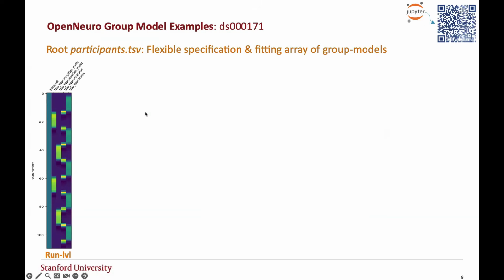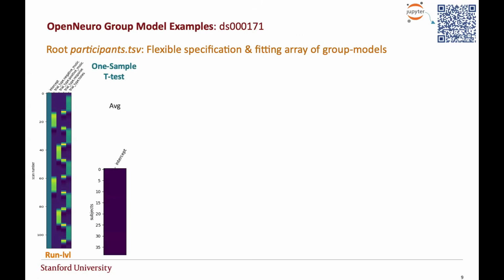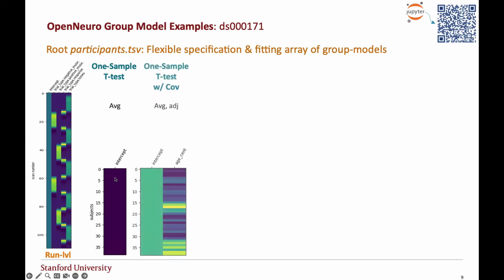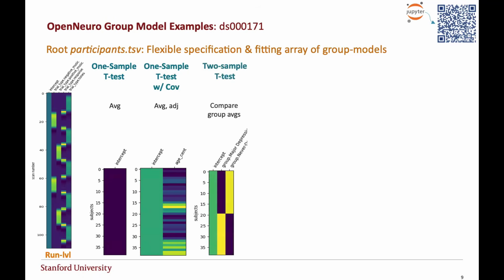But you can run a number of models. I use this data set because it has enough flavor to fit these, and use the root just in TSC to specify different group level models. So like I mentioned before, based on these run level results, we can fit a one sample t-test, a one sample t-test with a covariate, or a group comparison, just like some clinical groups.